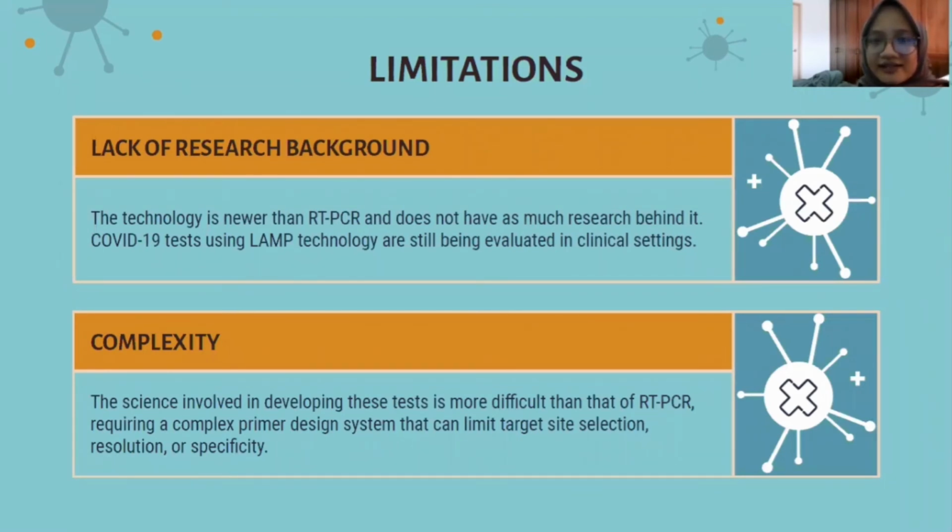The LAMP method also has several limitations. The first one is that LAMP lacks research background. This is because the technology is newer than RT-PCR and doesn't have as much research behind it. So, Covid-19 tests using LAMP technology are still being implemented in clinical settings. Next is complexity. The science involved in developing this test is more difficult than RT-PCR. This is because the LAMP method requires a complex parallel design system that can limit target site selection, resolution, or specificity.